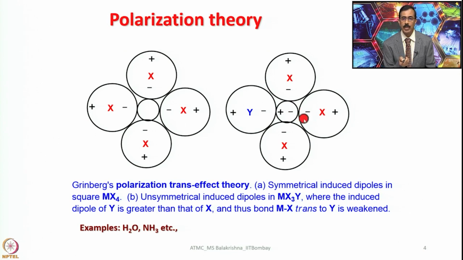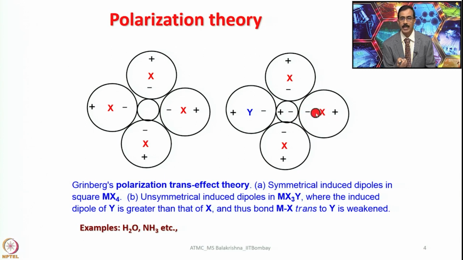So, here both are negative. What happens is repulsion starts, and as a result this group starts leaving. This is called polarization theory. If we look at MX3Y, where the induced dipole of Y is greater than that of X, this is how the arrangement happens, and then this bond is stabilized whereas this bond is weakened. So, this is ready for departure.